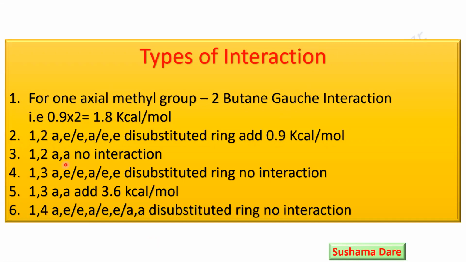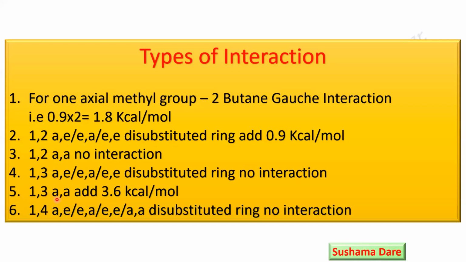If these two substituents are axial, then they never interact, so we need not add any energy for that. If the two substituents are 1,3 related, then the different possibilities are EE, EA, EE, disubstituted ring. If this is the situation, then don't add any interaction, that is 0 kilocalorie per mole.